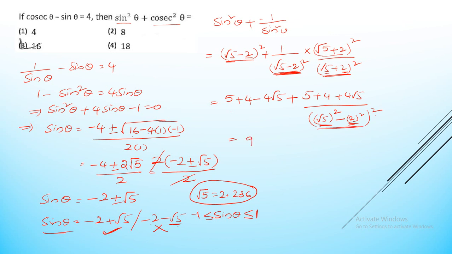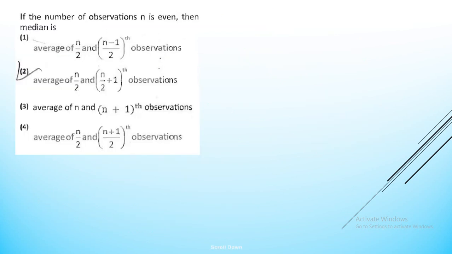So directly this becomes 9 minus 4 root 5 plus here 9 plus 4 root 5, divided by 1. Here minus 4 root 5 plus 4 root 5 gets cancelled. 9 plus 9 is 18. So the answer is option 4. Next, moving on to one more question.